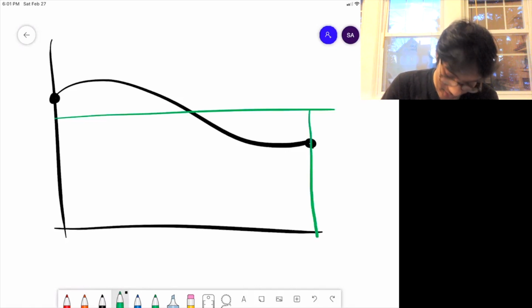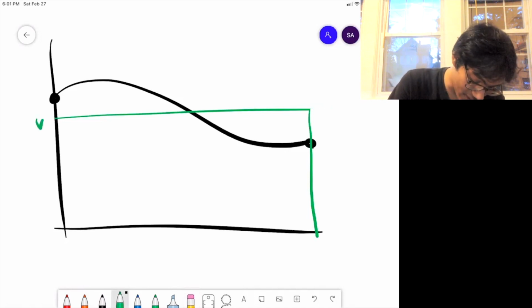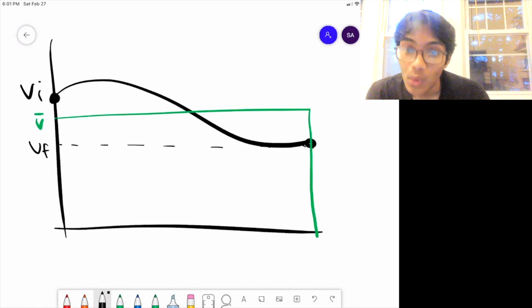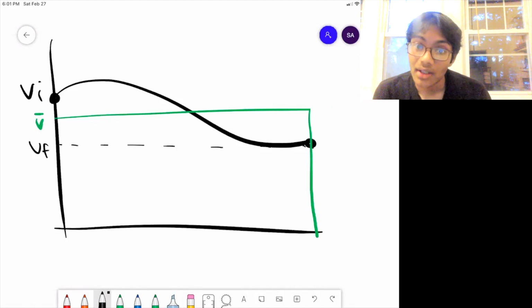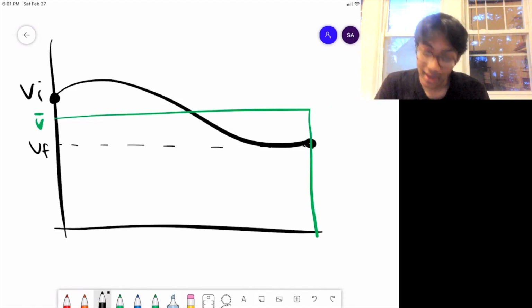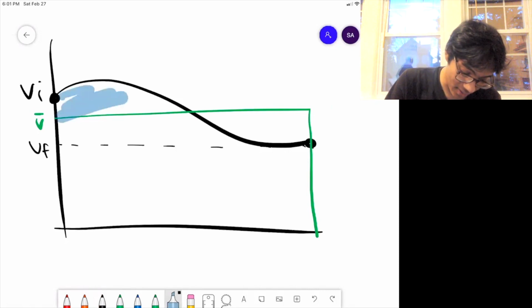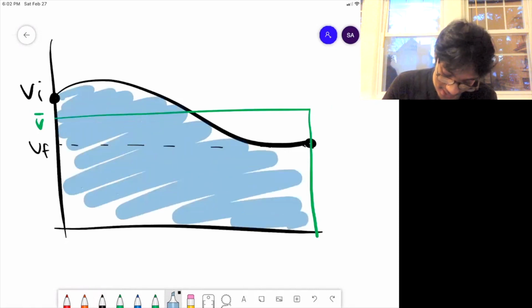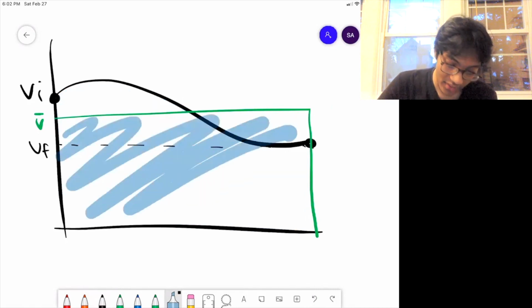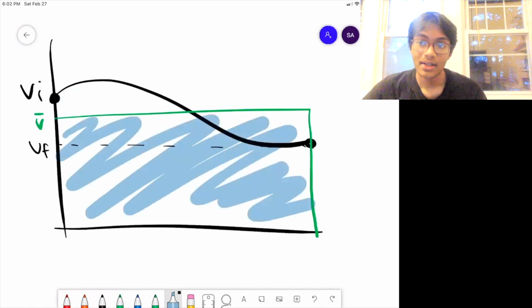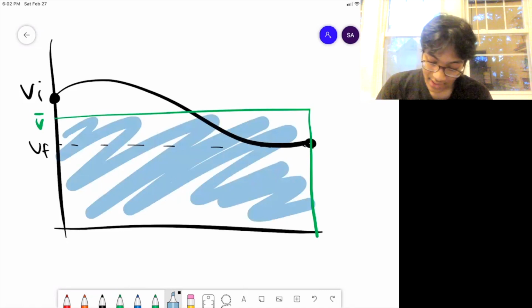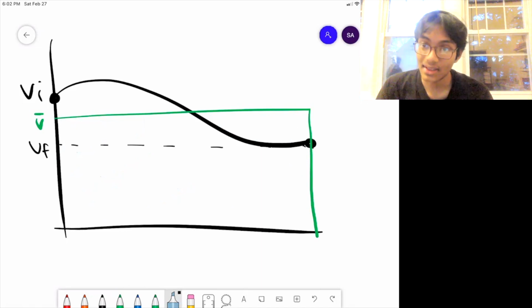And now, if I actually plot my average velocity, what happens? This is my average velocity, right? This is my initial, and this, of course, is my final. And so what's the area under this curve going to be? Well, notice that it's the same as the area under my graph. The area under this whole thing is equal to the area under this whole thing, okay? So that's why the average velocity formula works, even though this is not a case of constant acceleration.